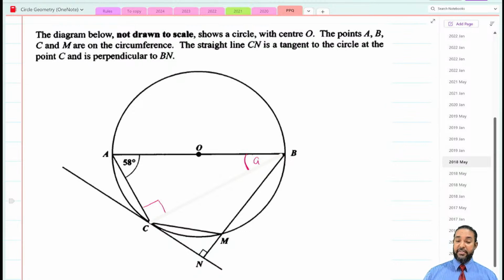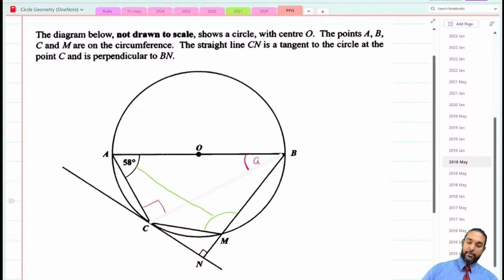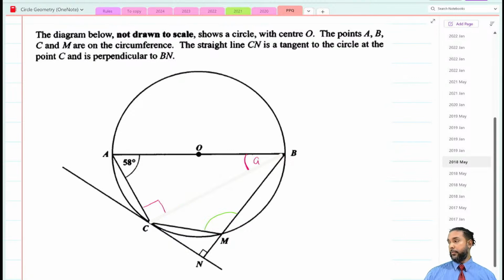Right, so we have a cyclic quadrilateral. And what do we know about the opposite angles of a cyclic quad? Yeah, supplementary. Now, the opposite angle to this 58 angle is this angle here, not so? And that's one of the angles we have to find. So that one we could find pretty easily. All right.